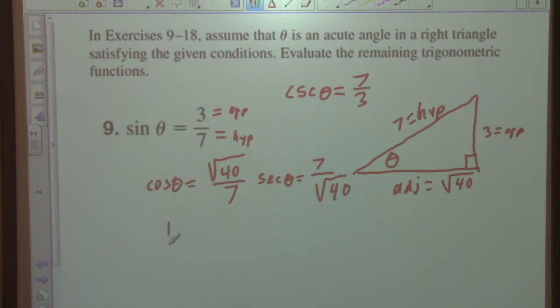Our tangent is equal to opposite over adjacent, so 3 over square root of 40. And our cotangent is equal to square root of 40 over 3. Is that all of them?